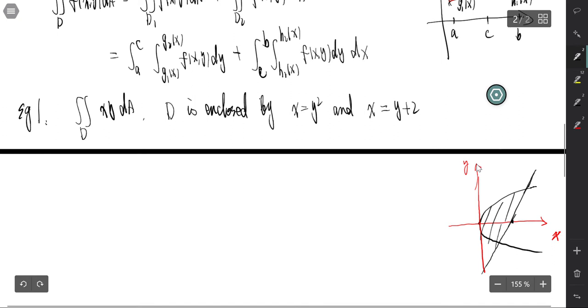Now, if we want to integrate y first, we have to divide the region in two regions, because in this region the upper limit is square root x. The lower limit is negative square root x. The analysis is like this. Y first, the D should be split in two regions.